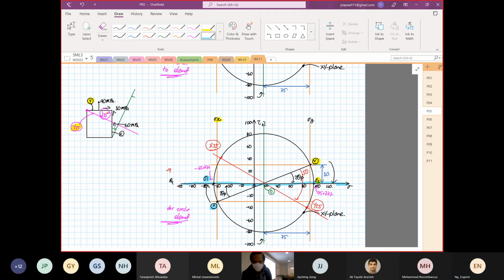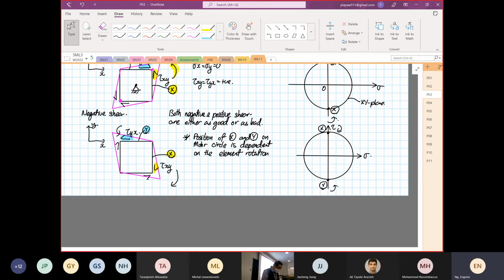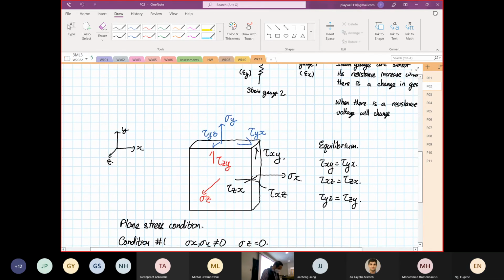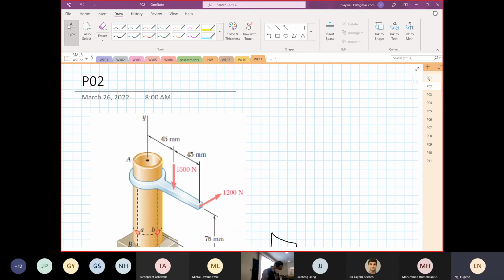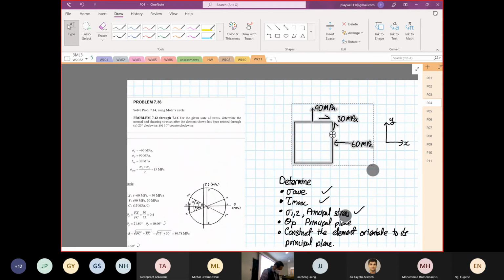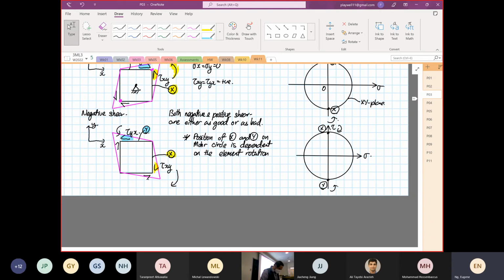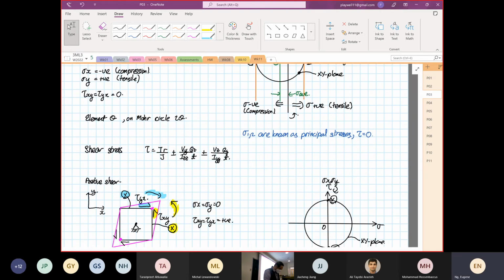Remember, I told you guys, right? This was the theory. I described this quite a while ago, maybe page 4. Oh no, page 3. On the element, it is theta p. On Mohr circle is 2 theta p, or 2 theta.